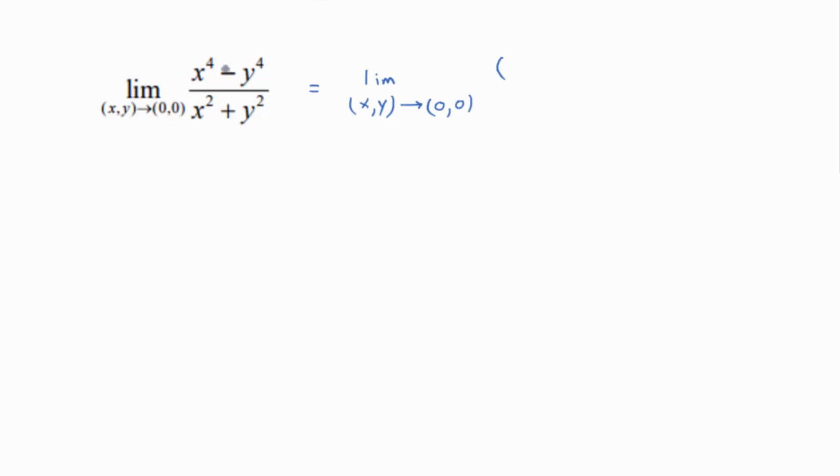So factor x to the fourth minus y to the fourth using the difference of two squares factoring formula. What do you get? (x squared plus y squared) times (x squared minus y squared). That's on top, right? And then x squared plus y squared on the bottom. So you get this nice cancellation, and the offensive denominator goes away, right? That thing causing 0 in the denominator goes away.